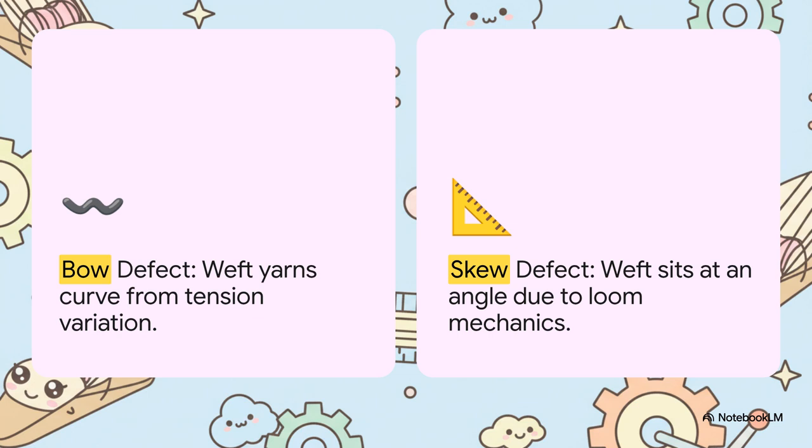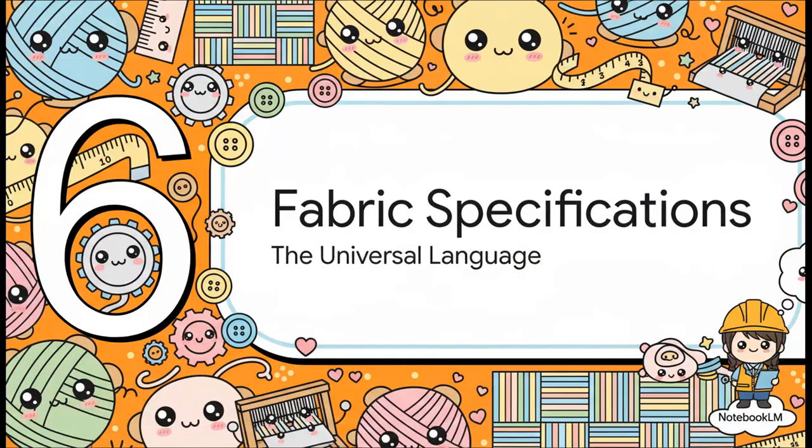First, you have a bow defect, which shows up as a curved distortion in the weft. This happens when the fabric is wound onto large rollers with uneven tension, like tight in the middle but loose on the edges. The second is a skew defect, where the weft sits at a diagonal angle rather than straight across. Skew is usually caused by uneven loom mechanics or just the natural diagonal pull of certain weaves, like a twill.